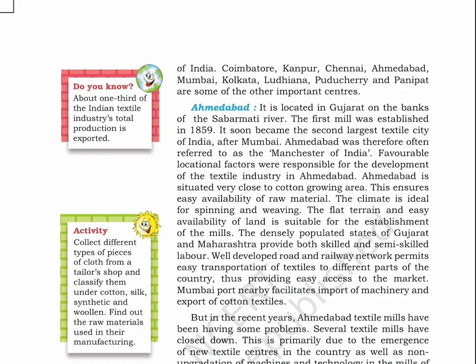The densely populated states of Gujarat and Maharashtra provide both skilled and semi-skilled labor. A well-developed road and railway network permits easy transportation of textiles to different parts of the country, thus providing easy access to the market. Mumbai port nearby facilitates import of machinery and export of cotton textiles.